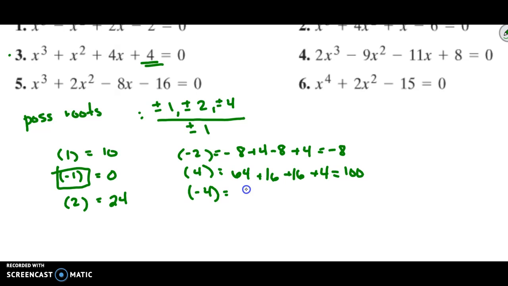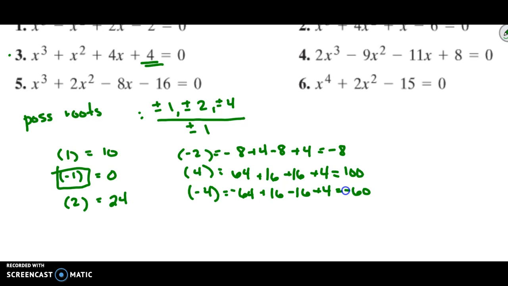Now for negative 4, we plug that in. Negative 4 cubed is negative 64. Negative 4 squared is 16. 4 times negative 4 is negative 16, and then you have plus 4. Adding these together gives you negative 60. Again, that is not 0, so that is also not a root.